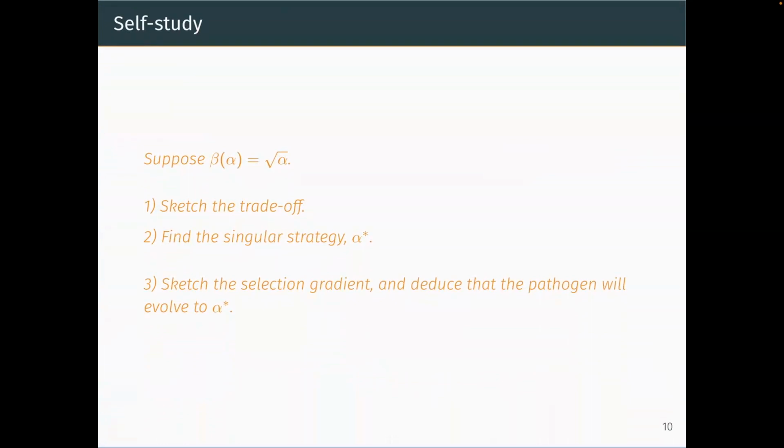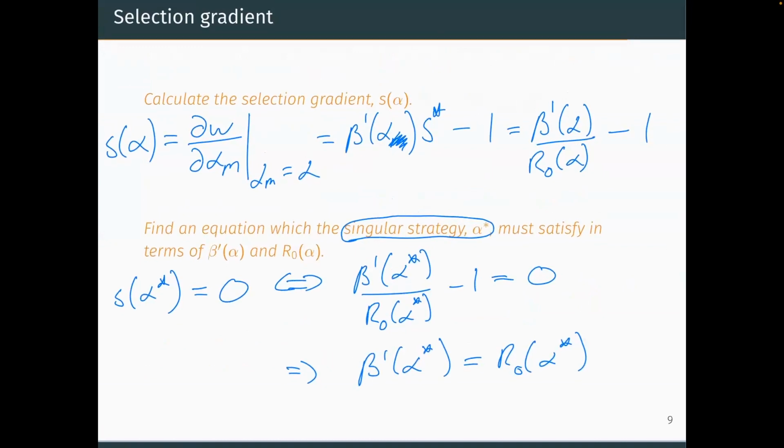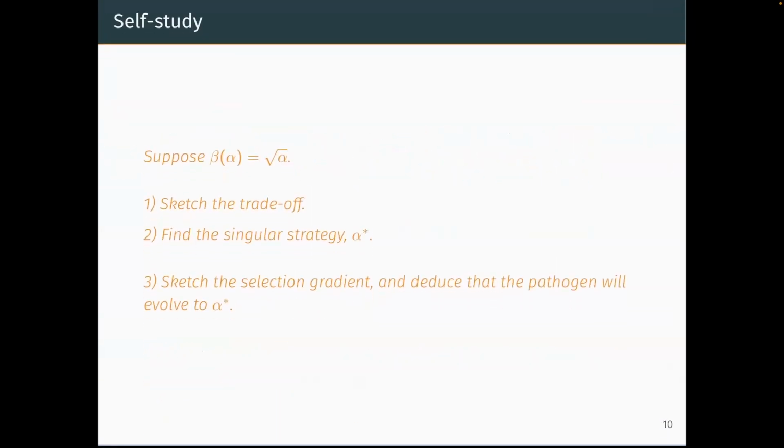First of all, what we're going to do is pick a particular trade-off. We're going to say, okay, we're assuming that the transmission rate is equal to the virulence, the mortality rate, square rooted. Okay, so we've got a particular function for beta now. That means we can work out what beta of alpha is. We can work out what beta prime of alpha is, rather than just using these general functional forms that we had up here. So we can substitute those in.